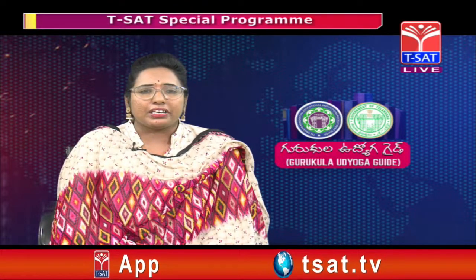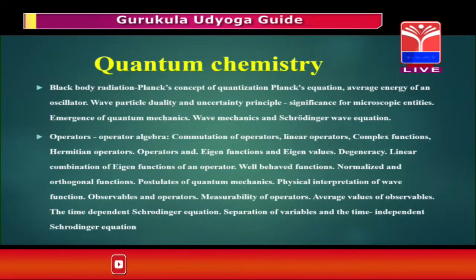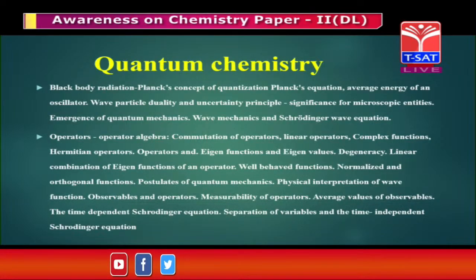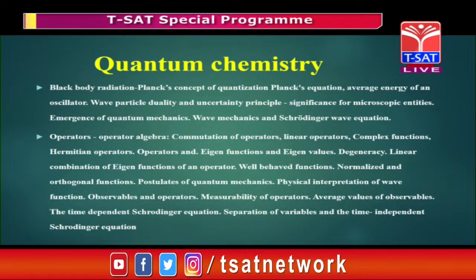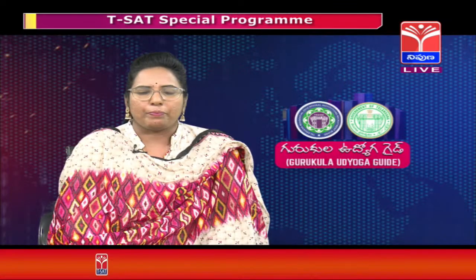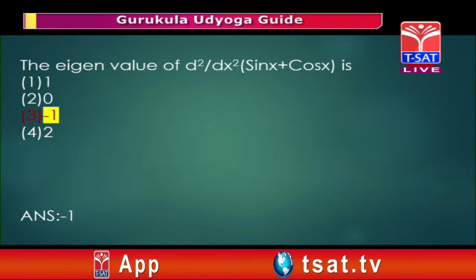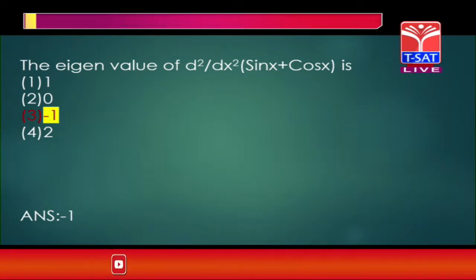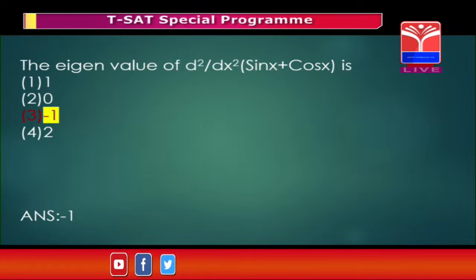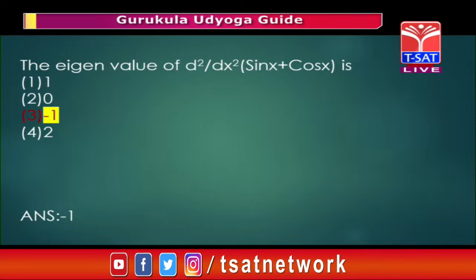So, in quantum chemistry we may expect questions from the operators concept and operator algebra. Various types of operators are there. Let us move to one question regarding this topic. The eigenvalue of d square by dx square on sin x plus cos x. A differentiation operator is given; differentiating sin x plus cos x gives the eigenvalue of that function.